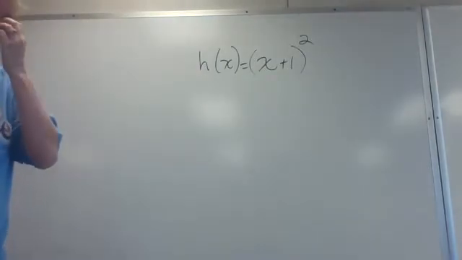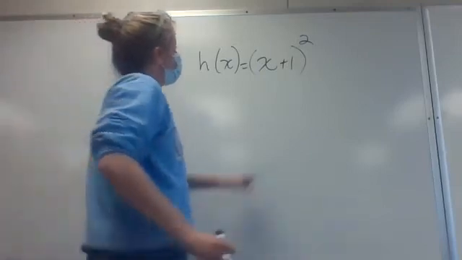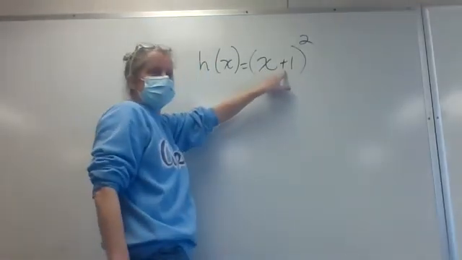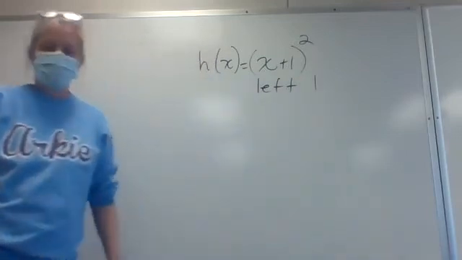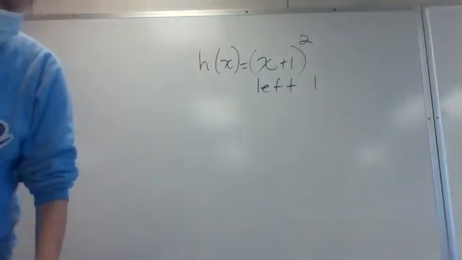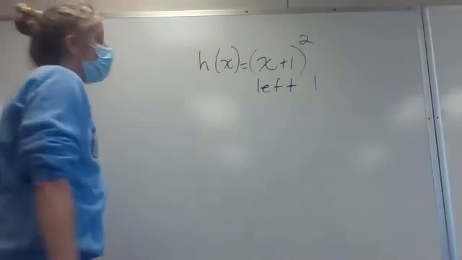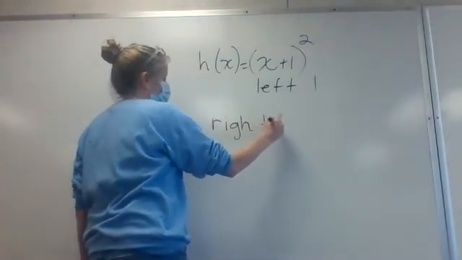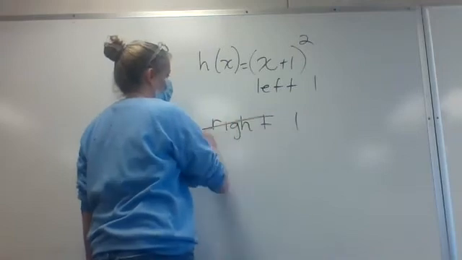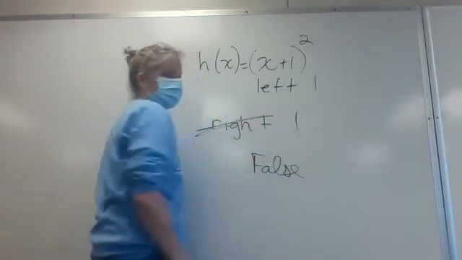So before we even look at the true-false part, what is the shift going to be? It's inside, so I'm going to go opposite of this. So I'm going to go left 1. That's what my shift should be. It says this can be obtained by translating the graph of h of x equals x squared right 1 unit. So is that true or false? False. Right. This shouldn't be right. This should be left, which makes it false.